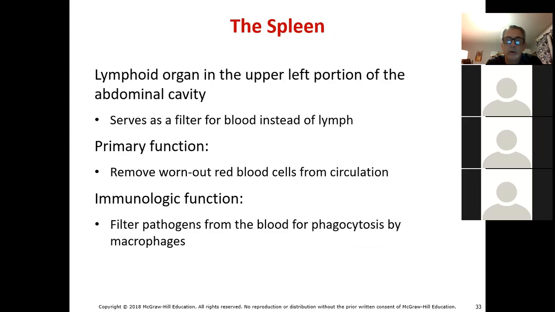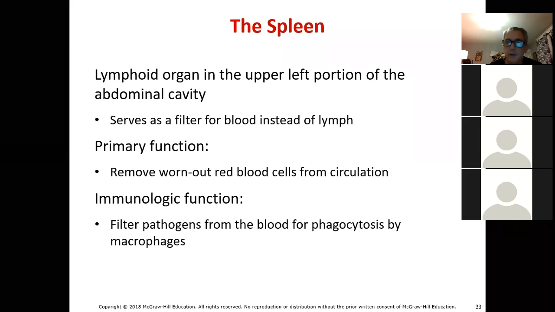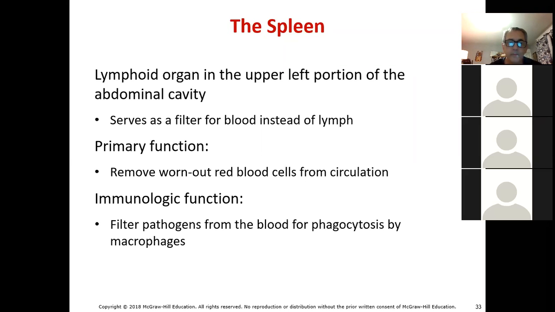The spleen is another lymphatic organ, in the upper left portion of the abdominal cavity. It serves as a filter for the blood instead of lymph. Its primary function is to remove worn out red blood cells from circulation. If you remember, your red blood cells don't last forever. By the way, what cell in our body does not have a nucleus? Does anybody know? Red blood cells: once they're created, the nucleus is removed.